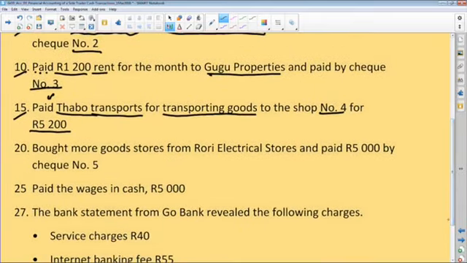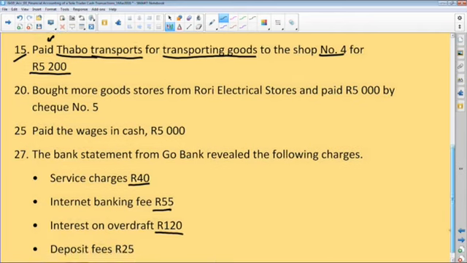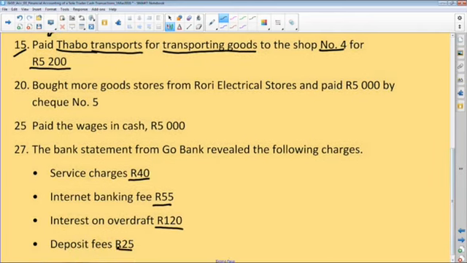So guys, I'm going to ask you to do the following ones, and let's see if you can do it. Bought more goods from Rory Electrical Stores and paid 5,000 Rand by check number 5. And then the next one, paid the wages in cash for 5,000. And then on the 27th, the bank statement from GoBank revealed the following charges: service charges 40 Rand, internet banking fee of 55, and interest on overdraft 120, and the very last one, a deposit fee of 25. Quickly complete the CPJ. I'm giving you 2 minutes to do it.